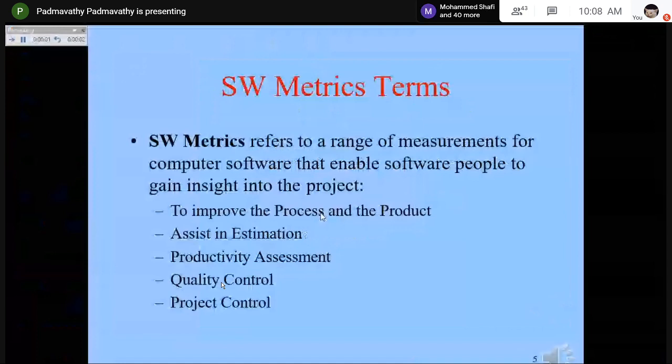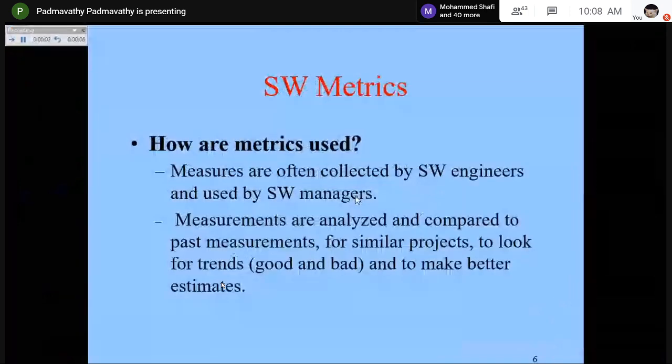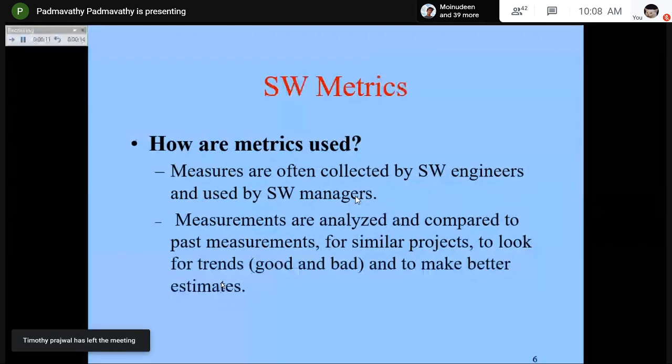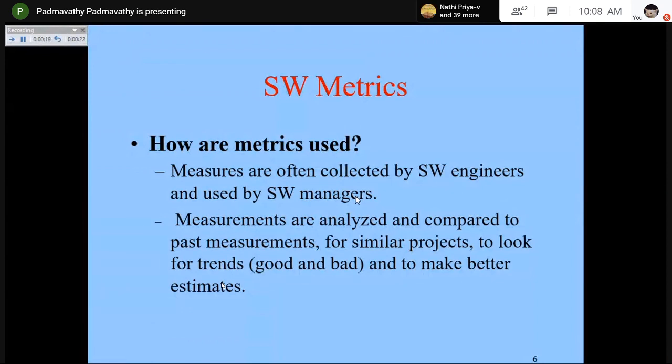So how are these metrics used? Measures are often collected by the software engineers and used by the software managers, at higher levels. The measurements, that is the process of collecting the measures, are analyzed and compared to previous activities of similar projects that have already been carried out by the industry, to look for trends, good or bad, and to make better estimates.